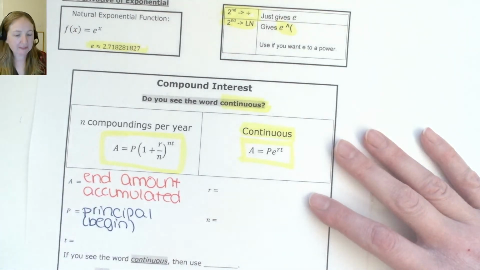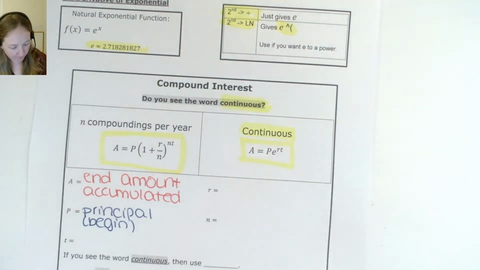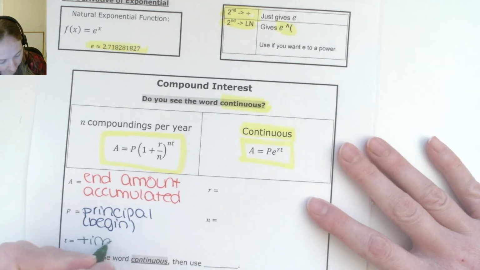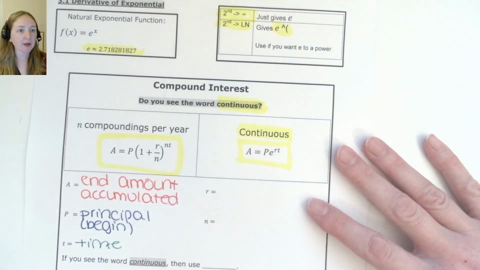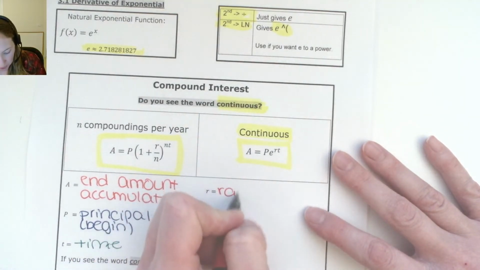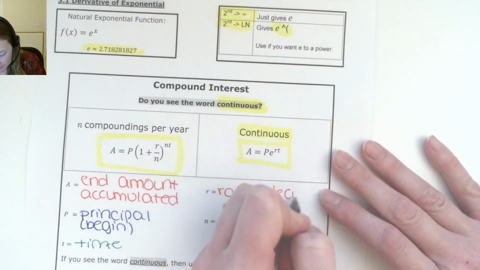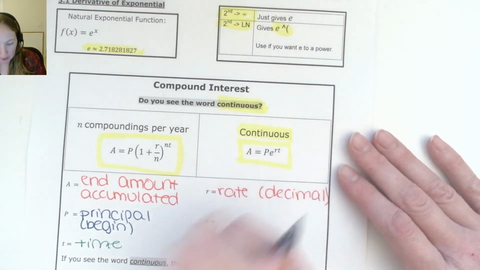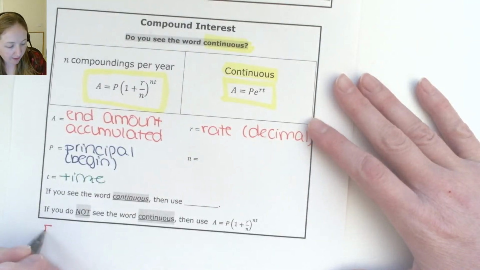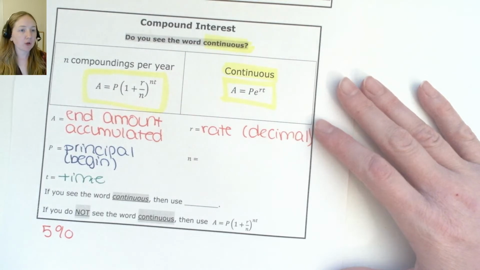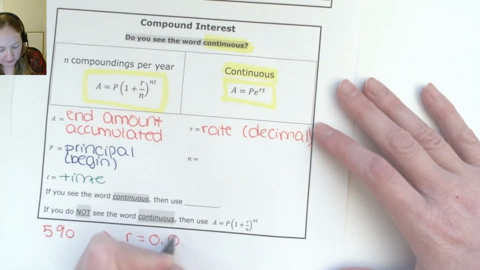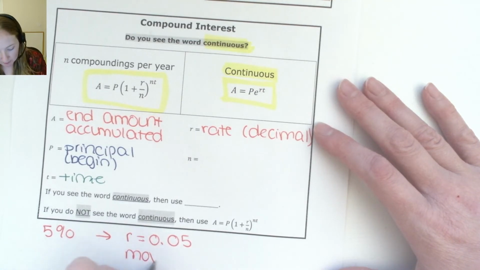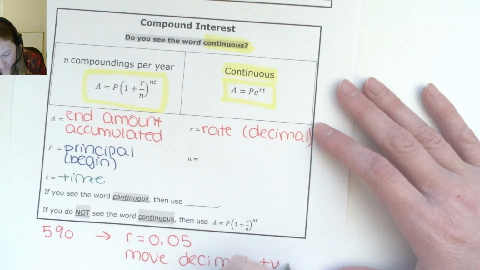And then the T, of course, is time. And then we have our interest rate. Our interest rate is going to be represented by R. Keep in mind that this interest rate always needs to be represented as a decimal. So for a quick example of this, if you have a 5% interest rate, you're not going to say that R is 5. You would say that R is equal to 0.05. Remember, you just simply move the decimal 2 places to the left.